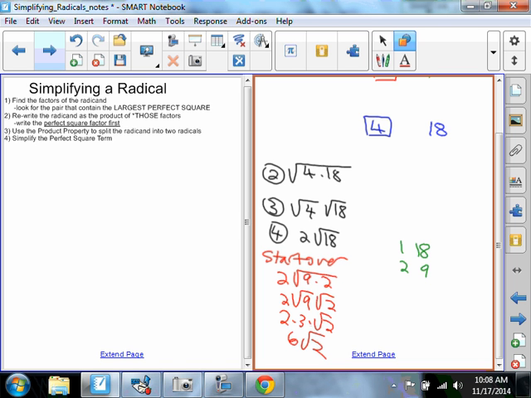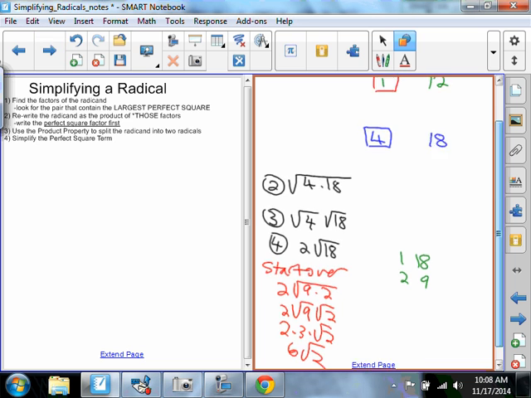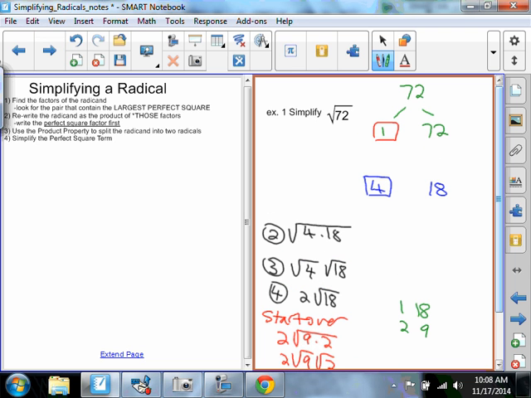See the part where it says, look for the pair that contains the largest perfect square? Why did I write that? So I don't have to do what I just did. So I only do that one time. It's still right, but you end up doing more work than you should have had to do. So what factors should I have gone with?